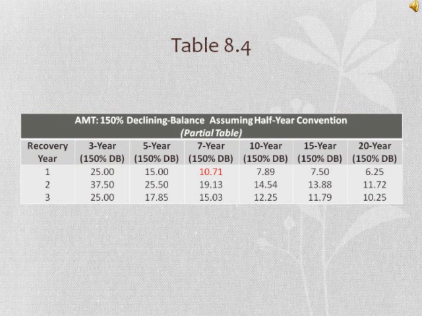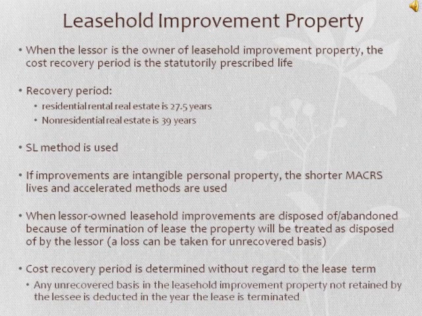This is Table 8.4 used in the previous example. As you can see, we got the 10.71% under the 7-year property recovery year 1.